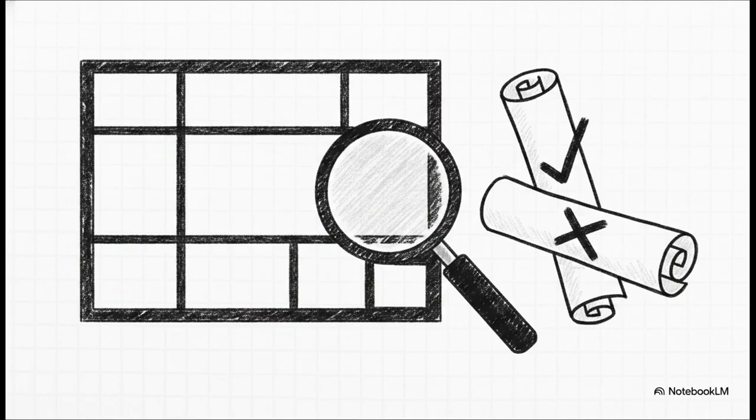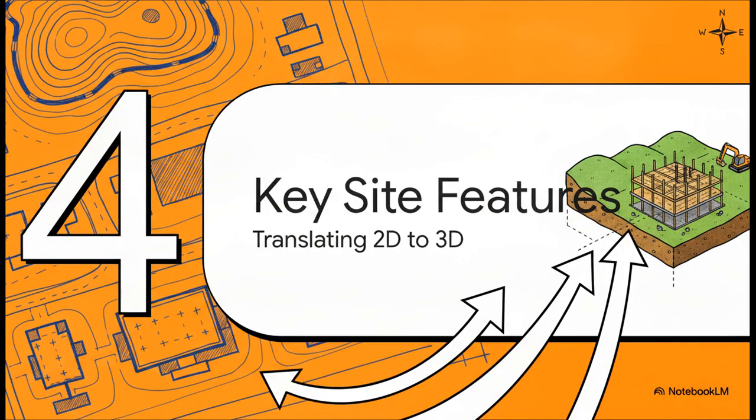You can have your site perfectly oriented, but if you're using revision 2 instead of revision 4, you are going to have a massive problem on your hands. Let's head to Section 4, identifying key site features, translating 2D to 3D.